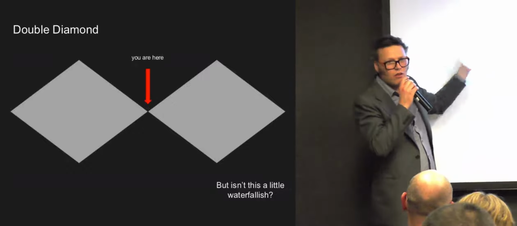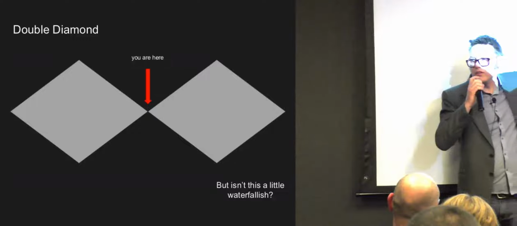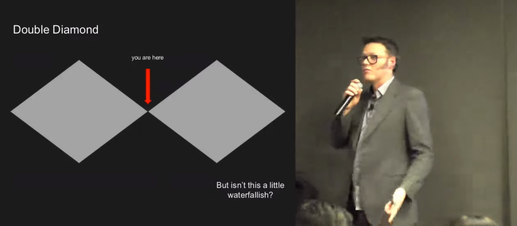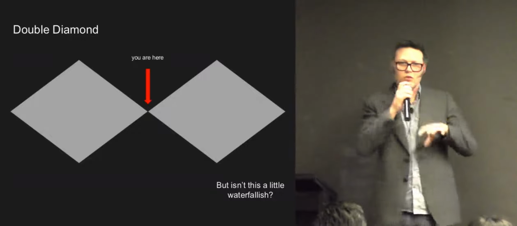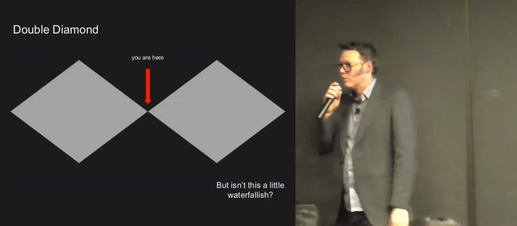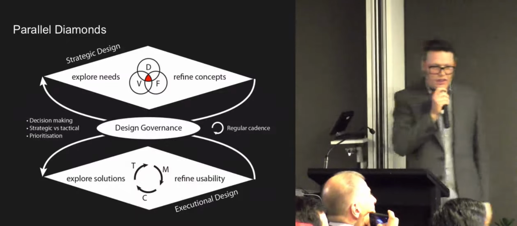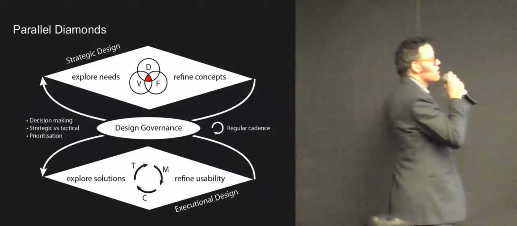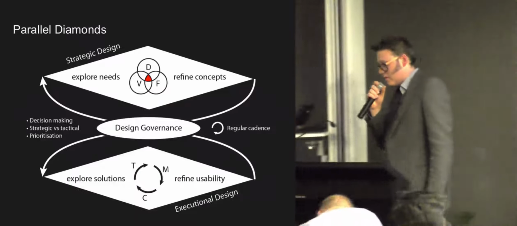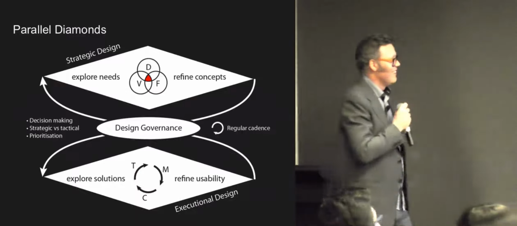So this is building the right thing. And the second diamond is building the thing right. So this is where you actually go into more solution mode and go, how actually can we do this, and all the usability of that. But you may ask, isn't this a little waterfall and a little bit unlean? Well, we have something that we've been working on lately, which is an update to it. It's not the double diamond, it's the parallel diamonds. Like you need another framework.